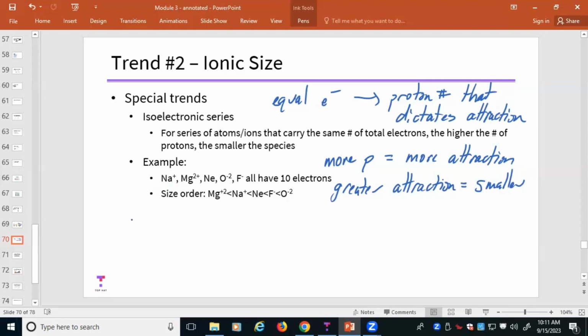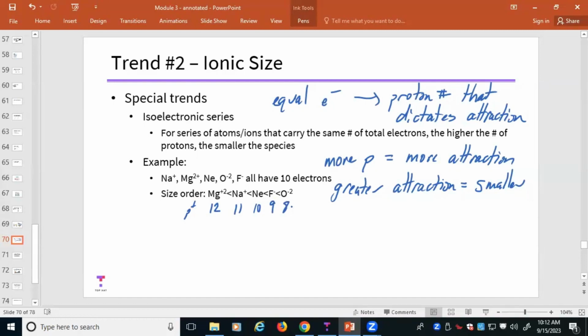So if I compare sodium ion, magnesium ion, neon, oxide, and fluoride ions, all of them have 10 electrons, but the order of size is going to be based upon the number of protons. Magnesium will be the smallest because it has 12 protons. Sodium has 11, neon 10, fluoride 9, and oxide 8.